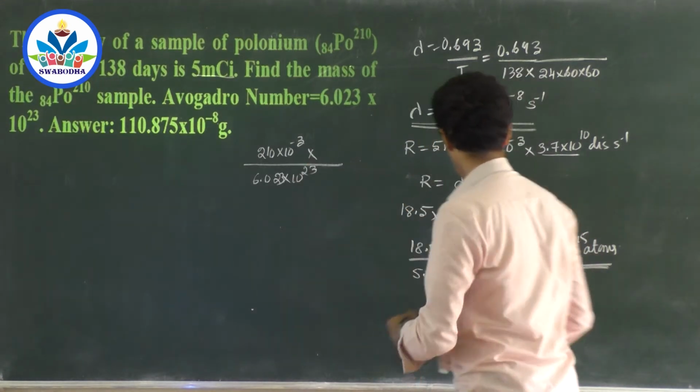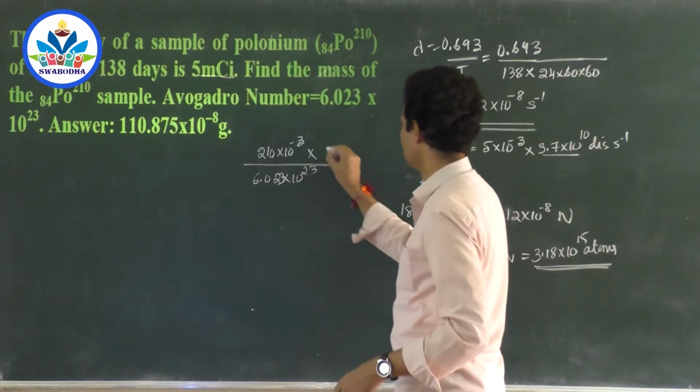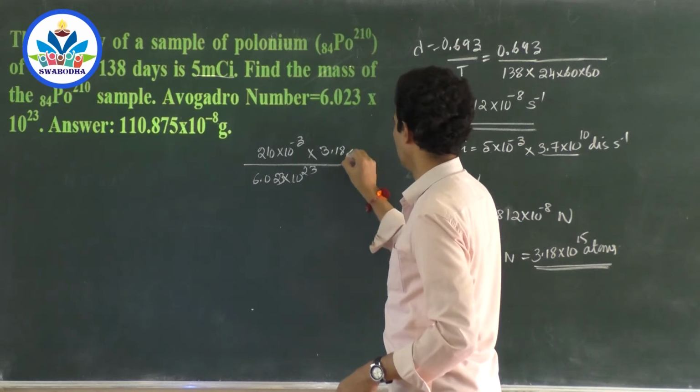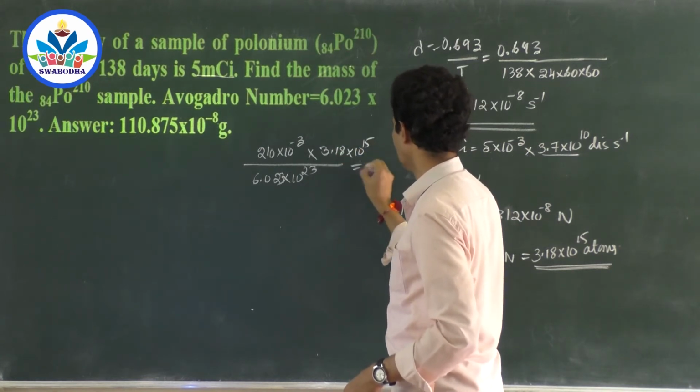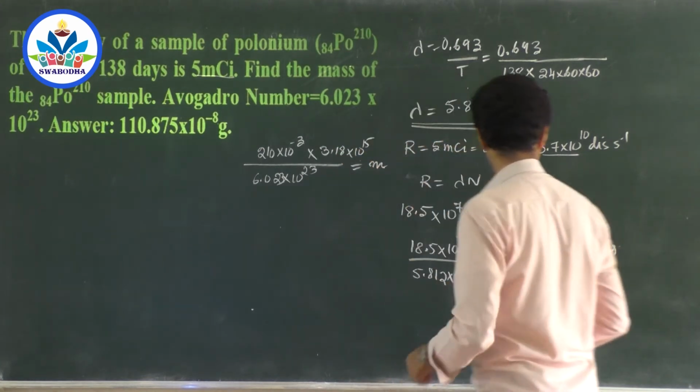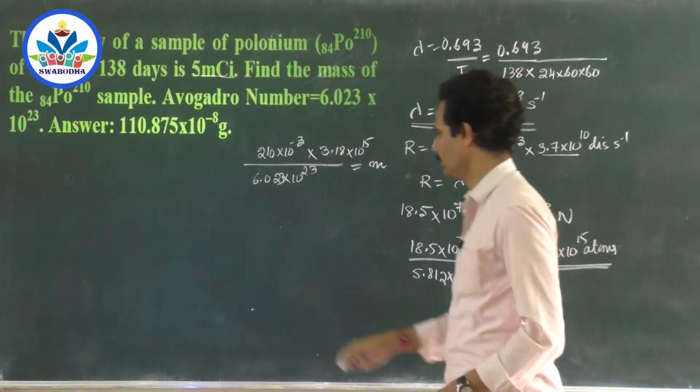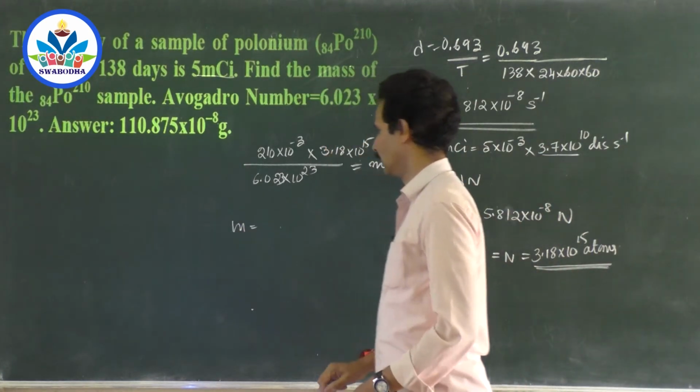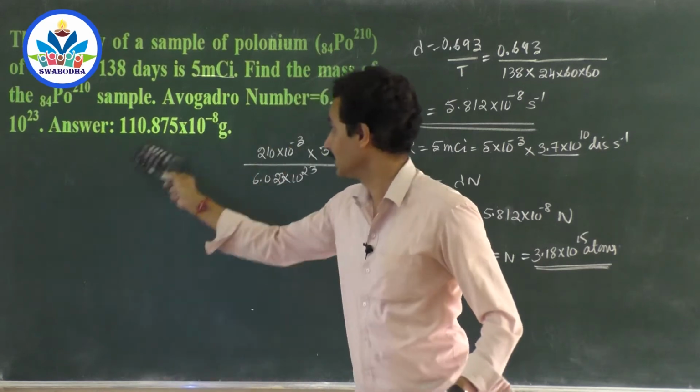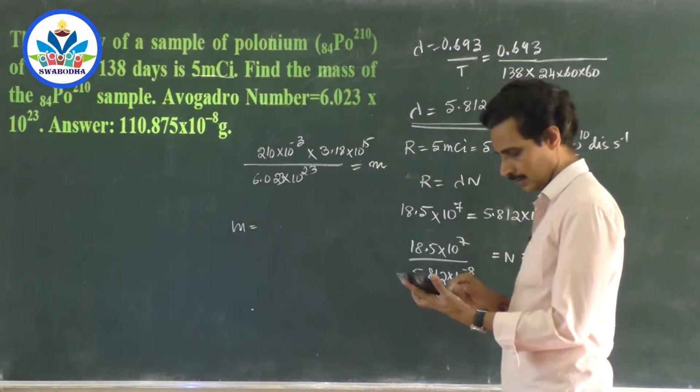What about this many number of atoms? 3.18 into 10 to the power 15 atoms weigh how much mass? These many atoms. So simple it is. M is equal to, so you have to calculate this. That should be the answer. Let us see if we will get it or not.